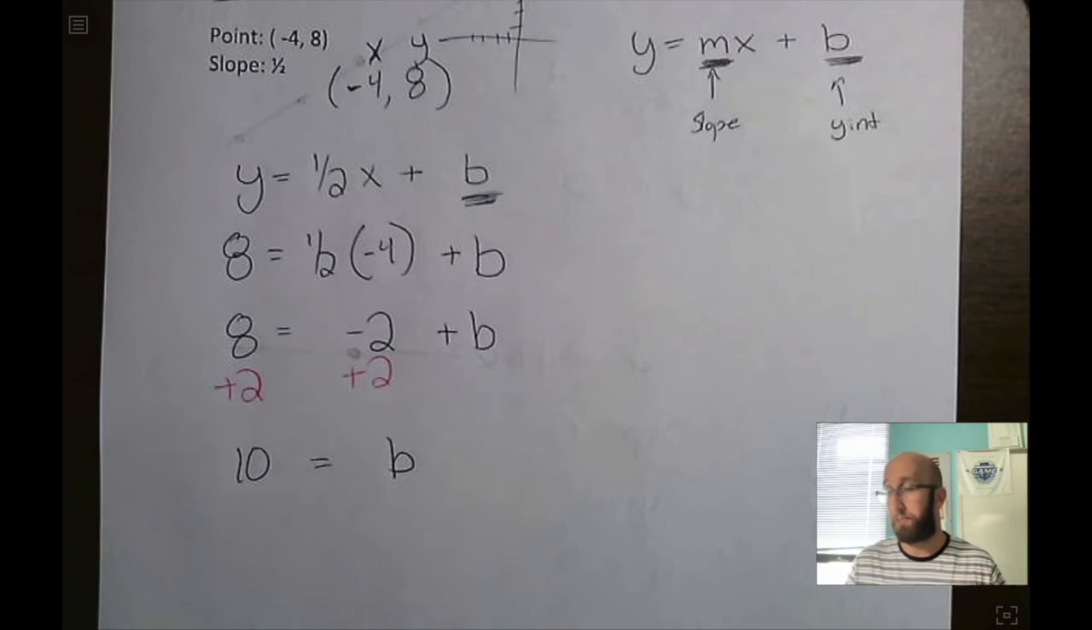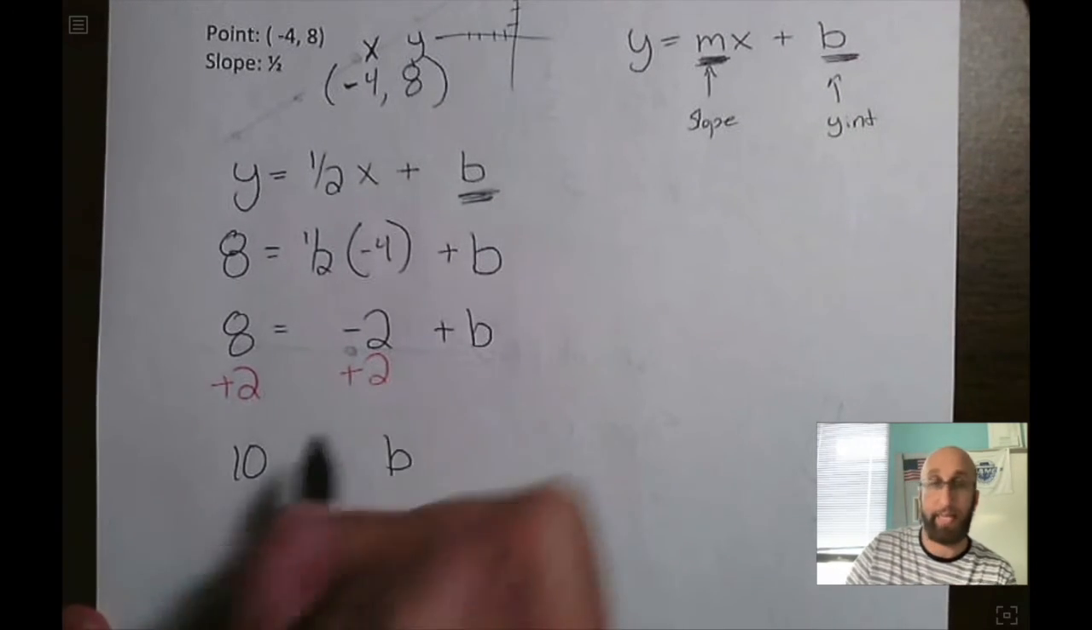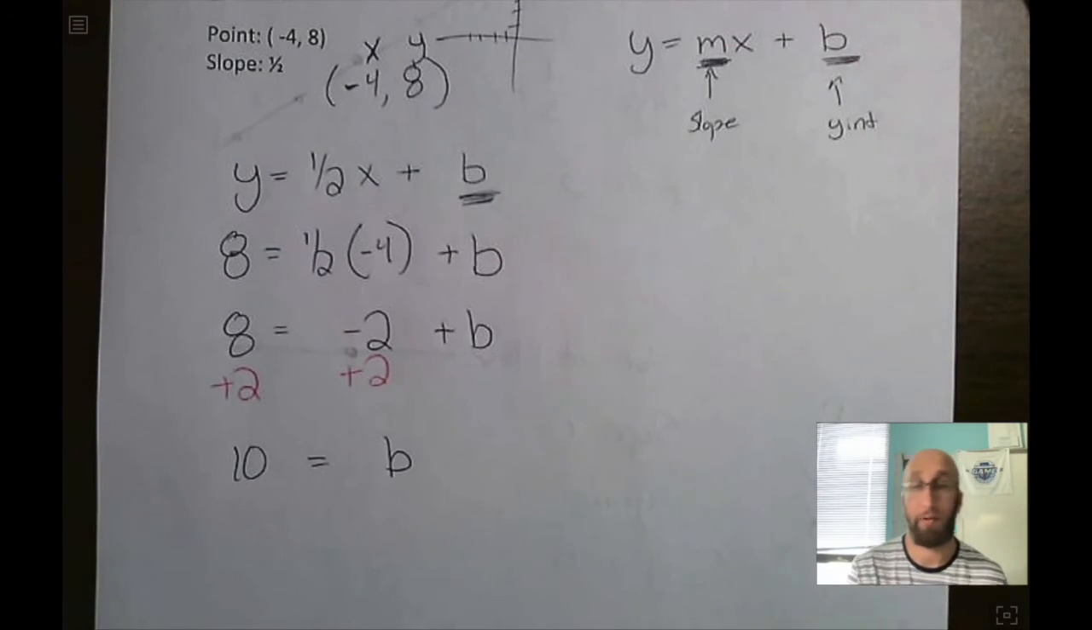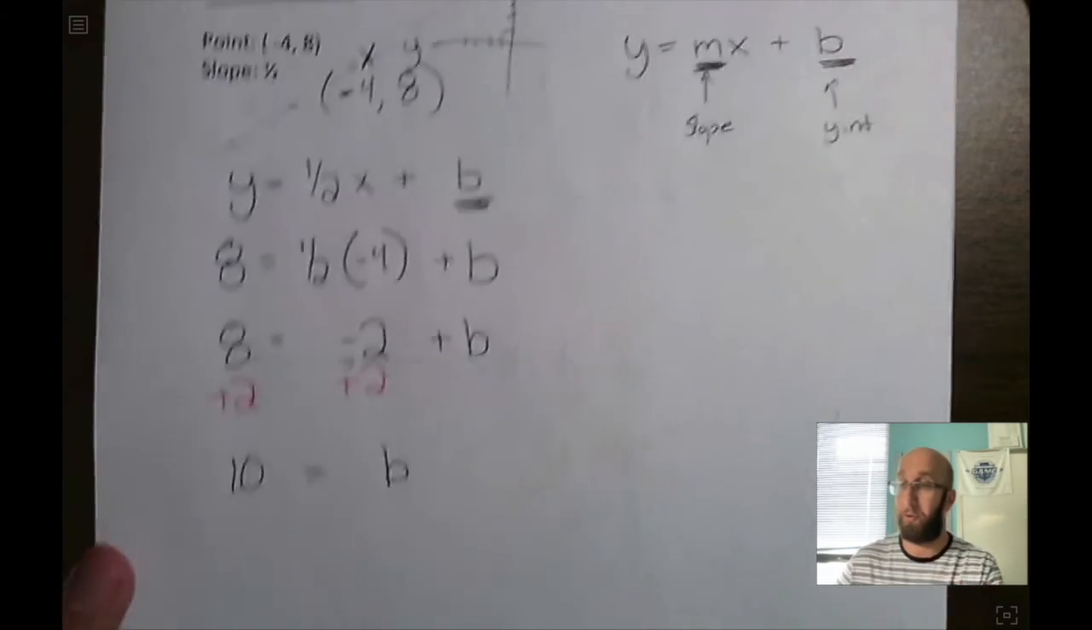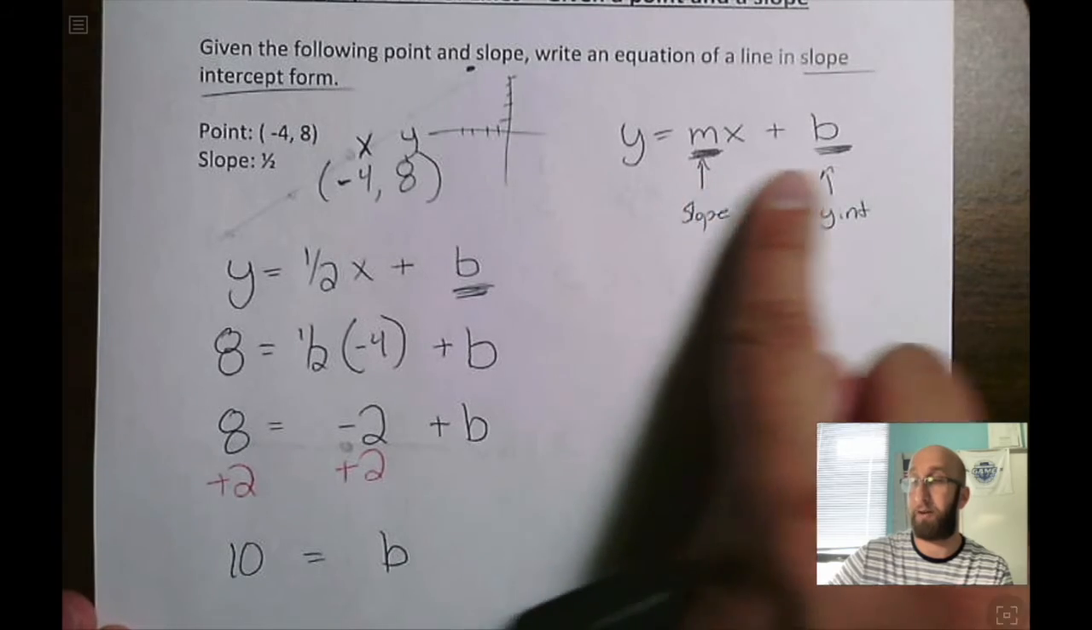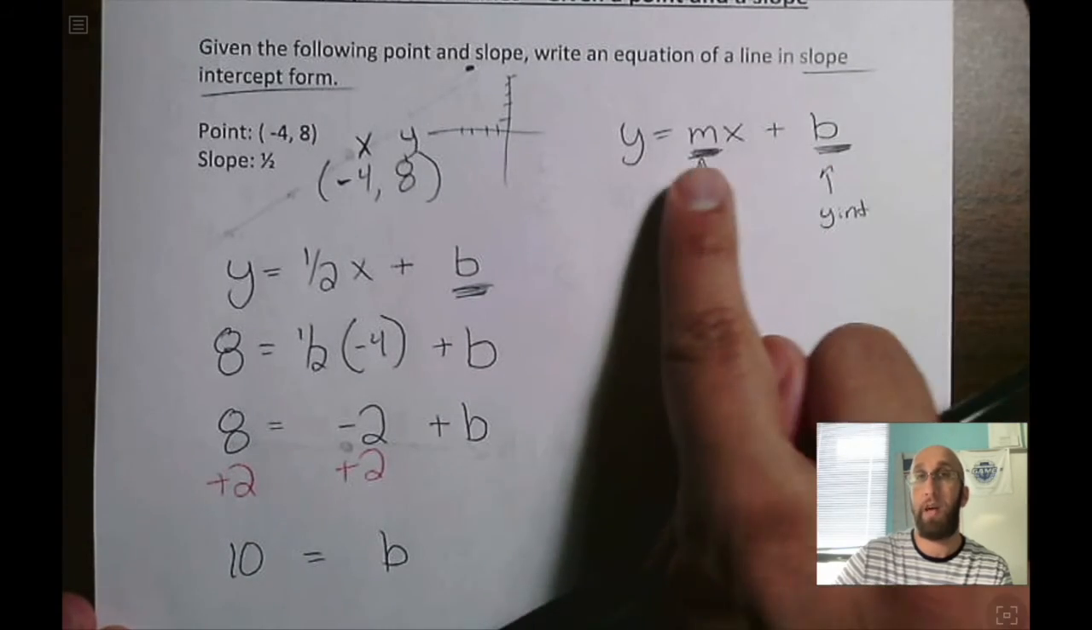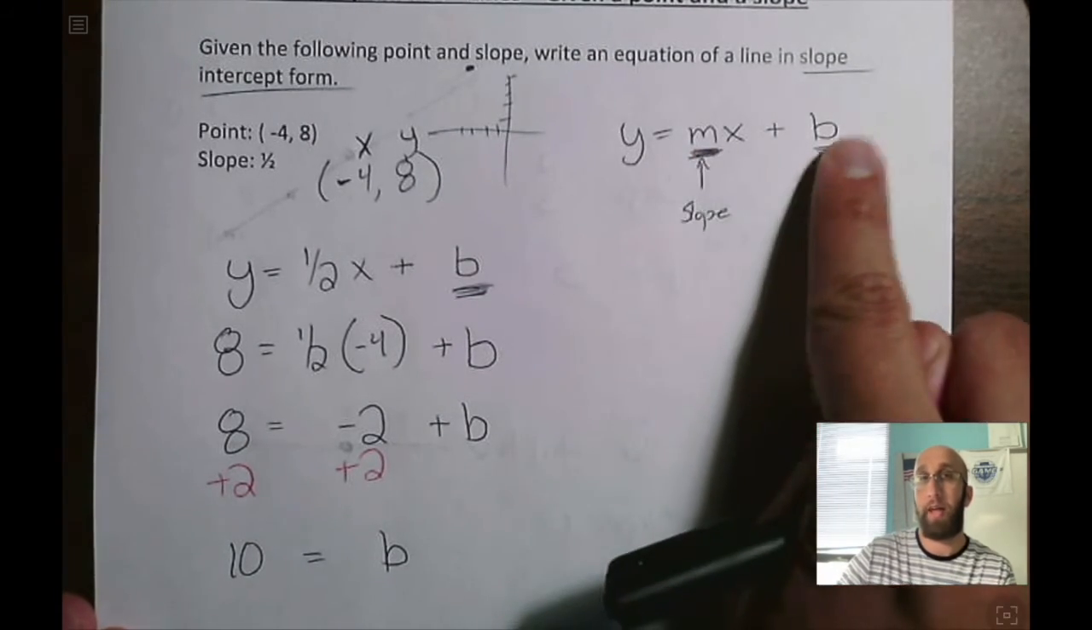A common misconception is people get to this point and say, boom, did it, circle that b equals 10. That's not what we're trying to do. It is part of our process, but it's not the end goal. The end goal was to come up with an entire equation, y equals mx plus b, where we know both the m and the b.